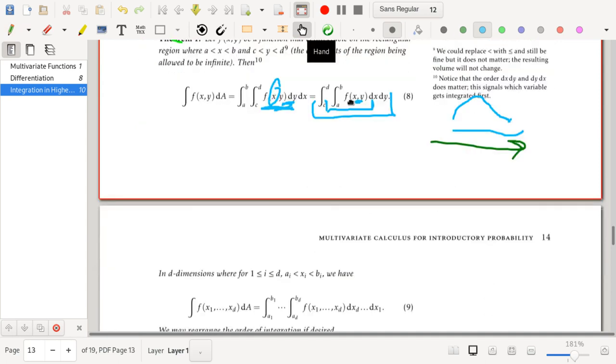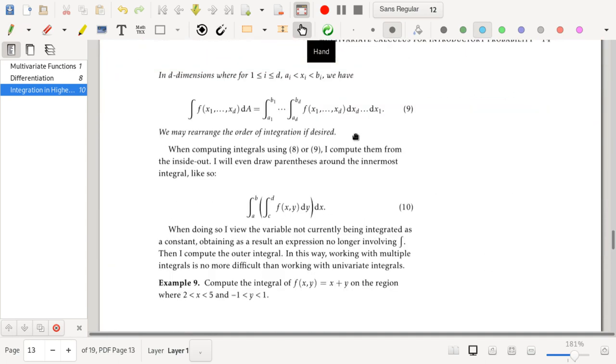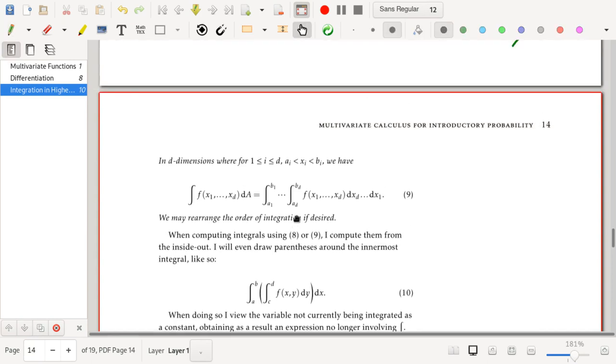In fact, when doing stuff like this, I will generally put parentheses around the inner integral to make it seem as if I'm treating that inner integral as an integral all by itself, and the dy means that the x value is a constant for all intents and purposes when computing that inner integral. After I get that inner integral, I then do the final integral. So you compute integrals inside out. You're computing them inside out.